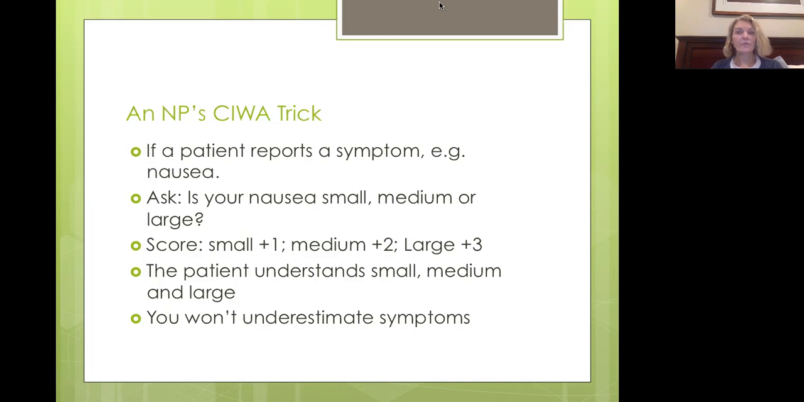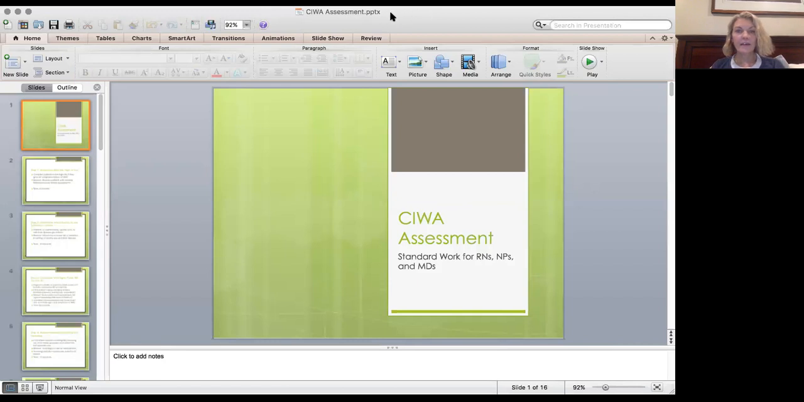We can talk to you as nurses about how to employ this with your scoring, because you have to follow the protocol in a way that prescribers don't. But it's just a trick to help you focus that patient in, small, medium, or large, and help you understand what's going on with that patient. And that is the end.